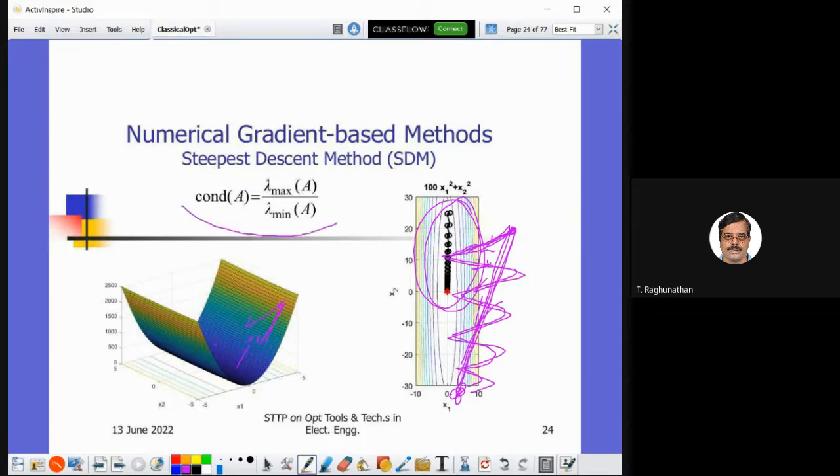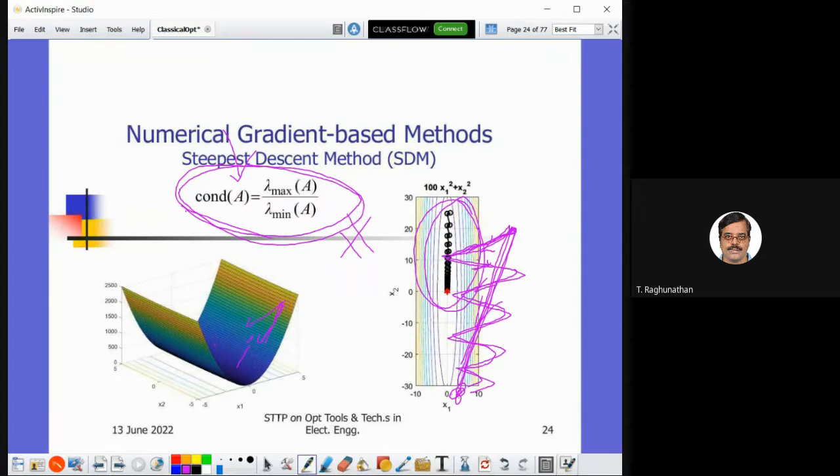So we have a measure of that, that is condition number. Condition number is not something that applies only here, it applies in general to matrices. The condition number of a matrix is the ratio of the maximum eigenvalue to the minimum eigenvalue. And now in optimization, the condition number of the Hessian determines how well the problem is suited for solving by SDM.